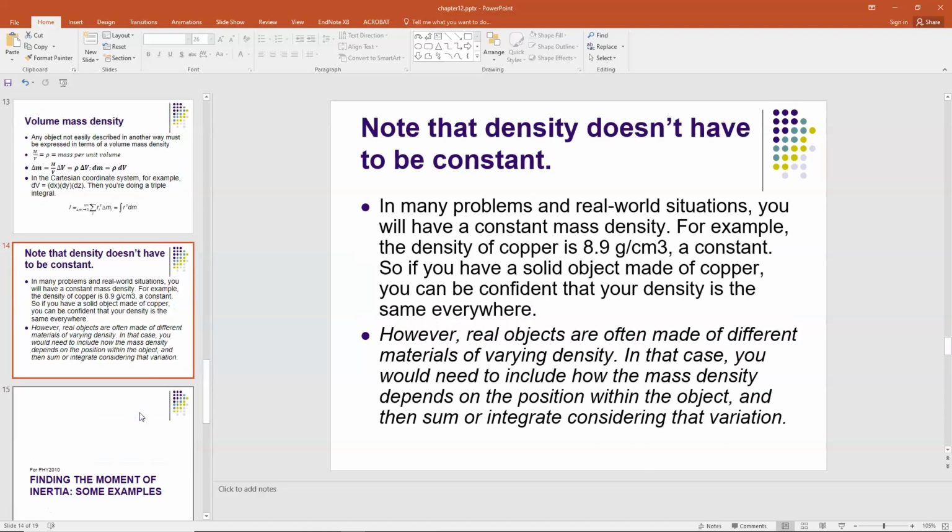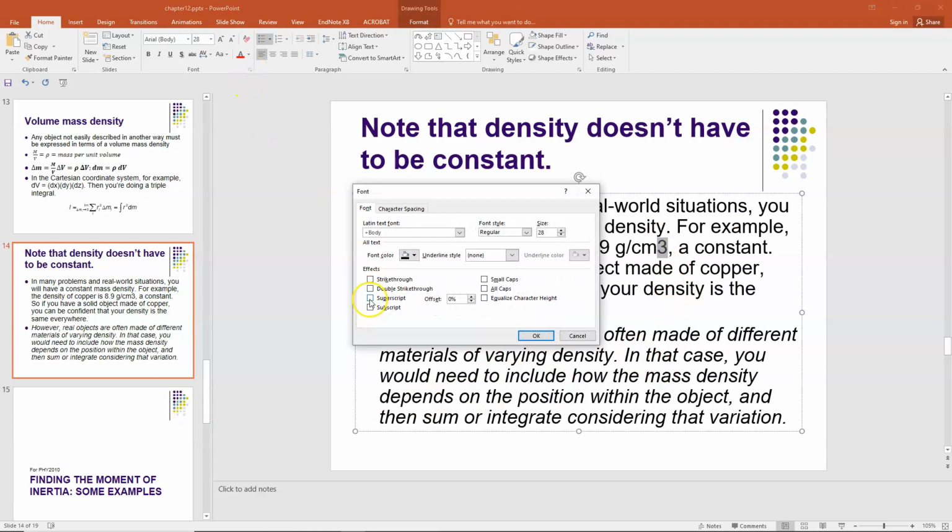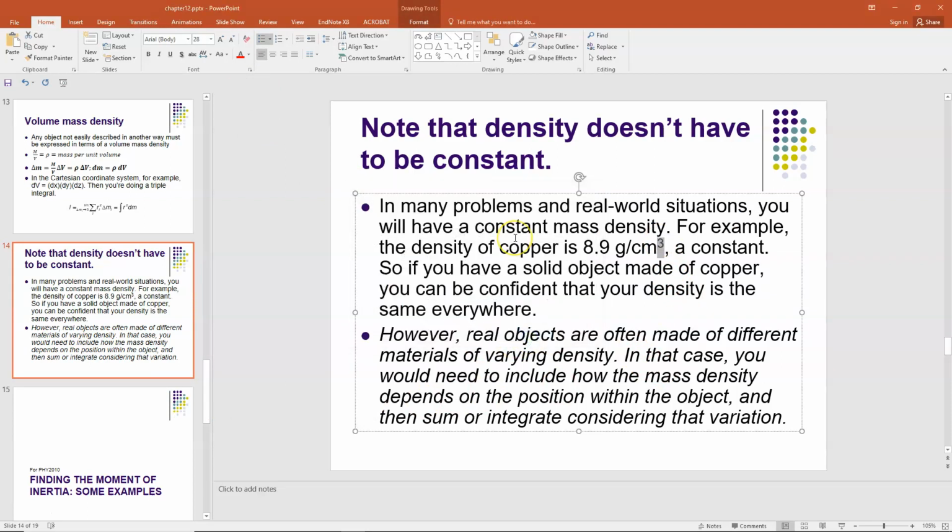Now, in a lot of problems in real-world situations, you're going to have that constant mass density. So, for example, I talked about steel and copper, and those have constant mass densities. Like the density of copper is 8.9 grams per cubic centimeter, roughly, and that's a constant. So if I had a solid object made of just copper, then I could be relatively confident that my volume mass density would be the same everywhere, so that if I took a little chunk of, say, 1 centimeter cubed, it would be 8.9 grams, regardless of which chunk I took.